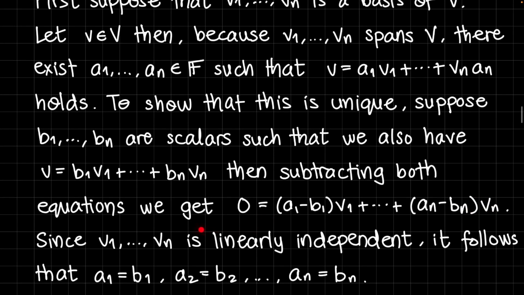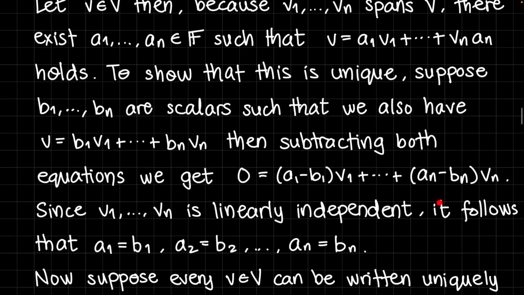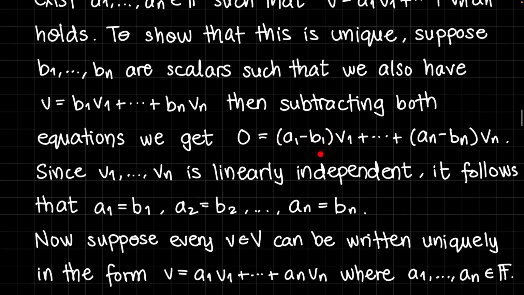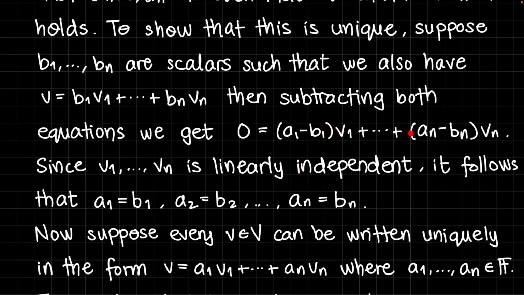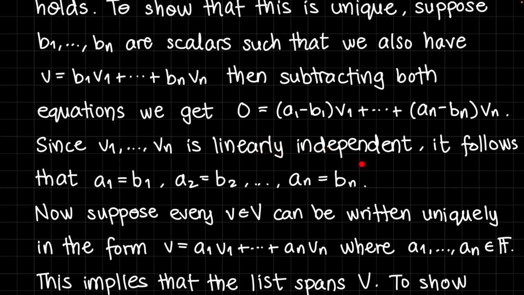Now v1 through vn is a basis, so we use the spanning property. Now let's use the linear independence. So v1 through vn is linearly independent, and therefore, recall the property for linearly independent lists, that 0 can only be expressed uniquely where all the coefficients are 0. So that means a1 minus b1 is 0, and so on until an minus bn is 0. So we have a1 equals b1, a2 equals b2, and so on, an equals bn, just because of one of the properties of linear independence.